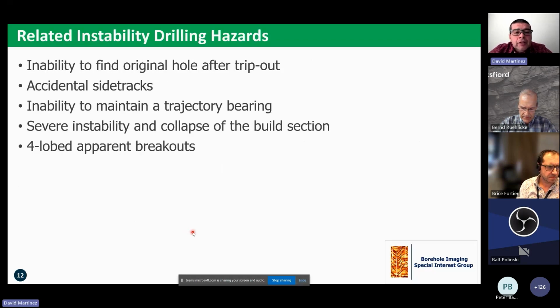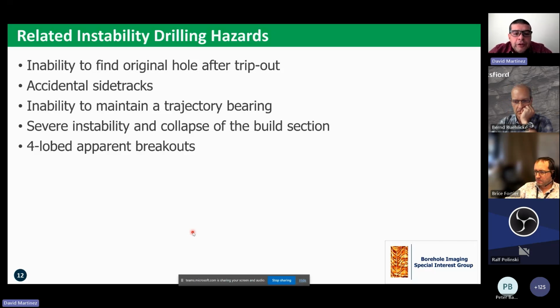As I said at the beginning, those cave-ins and high torque sections might morph and look like something else. So here I'm listing some of those cases. Sometimes you trip out, and then you go back in the hole and you don't find the original hole. That might be due to a lot of your borehole caving in, and then you are just unable to sense where the original borehole was. Sometimes you are able to find what you think is the original hole, and after drilling for some time, you take a survey and you're not on the original hole. That's called an accidental sidetrack.